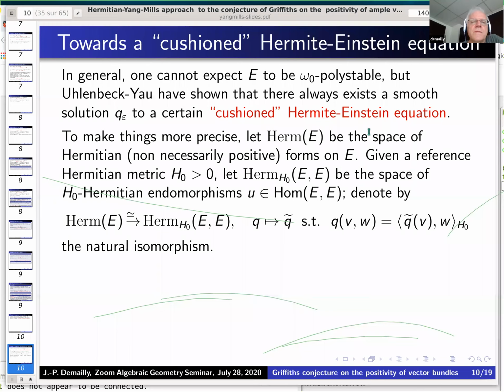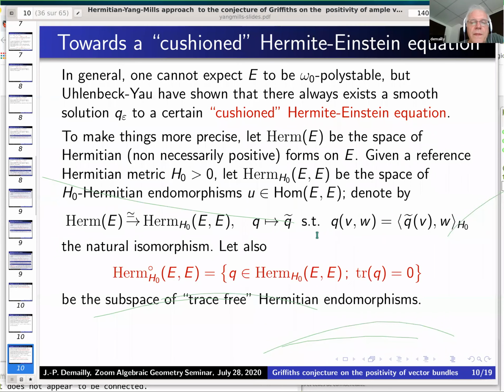To be more precise, consider the space of Hermitian forms on E. So here, these are not endomorphisms, but quadratic forms. Of course, you can identify them with endomorphisms once you have fixed a base Hermitian metric H0 in the standard way. And if you have an inner product with respect to H0, given an endomorphism Q twiddle, you associate a Hermitian quadratic form Q by this formula, just standard Hermitian geometry. And the trace-free quadratic forms correspond precisely to the trace-free endomorphisms.